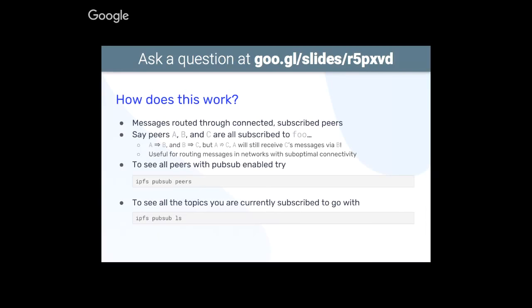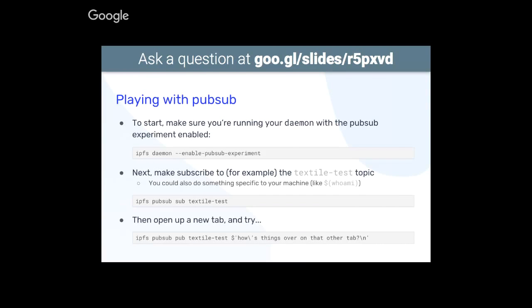And there's a couple of commands. As always, there's a command for that. So you can see which pubsub channels you're connected to by going ipfs pubsub ls to list them. You can see which peers are engaging in pubsub by looking at ipfs pubsub peers. And then, more importantly, you can actually play around with pubsub directly from the command line.